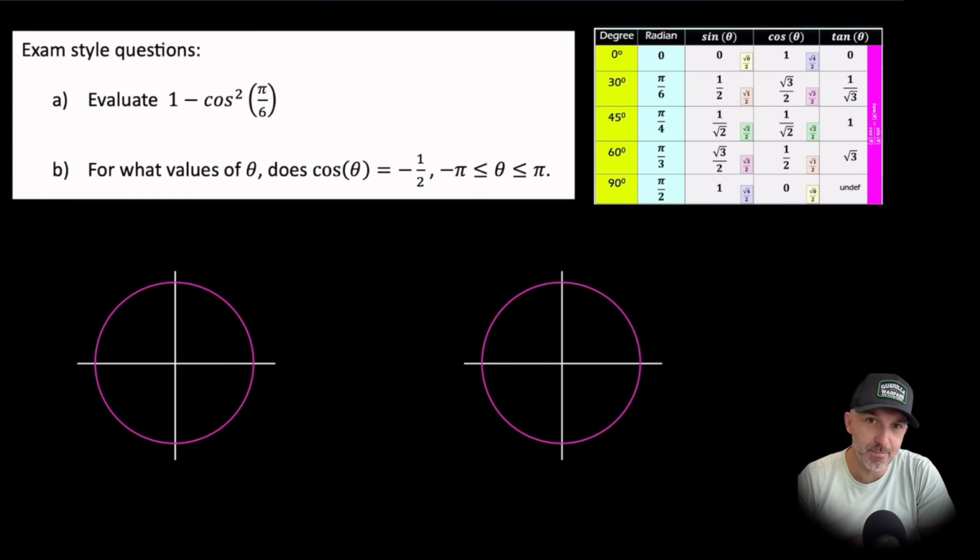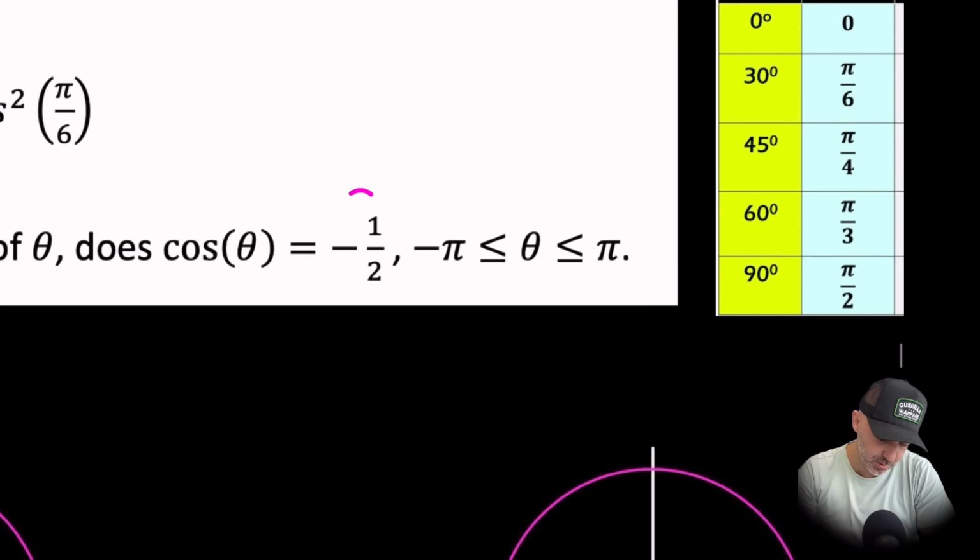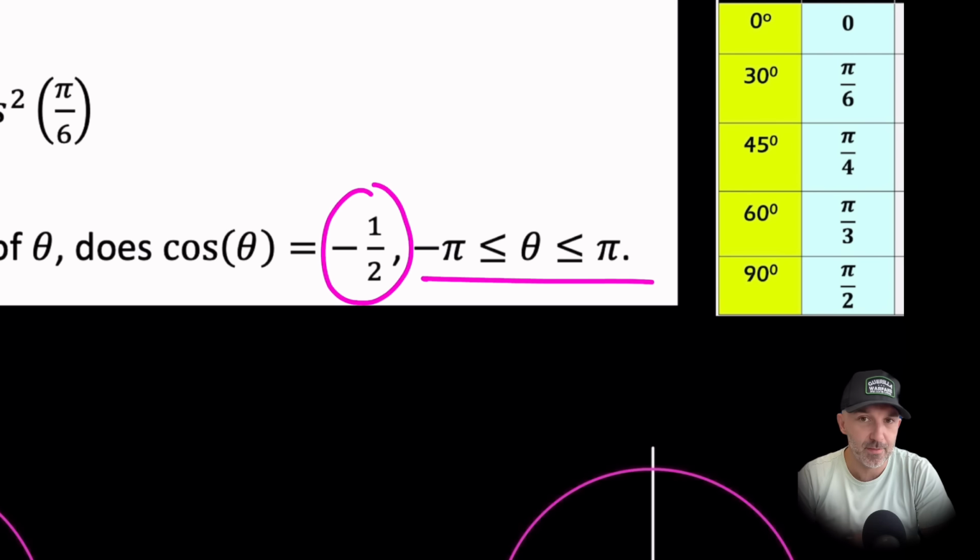Okay, so I have two exam-style questions here. One is just to evaluate a trig expression, and the other is slightly different, where we're given a value that cos is equal to, and we have to figure out where that is in the domain.